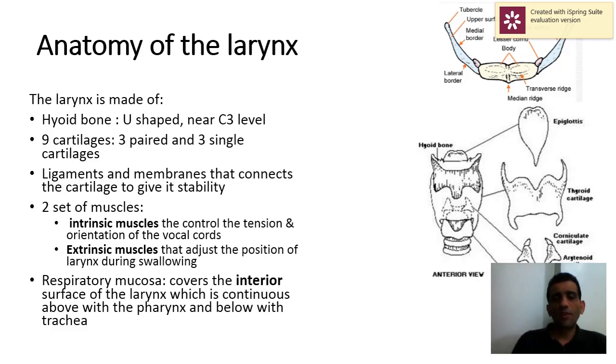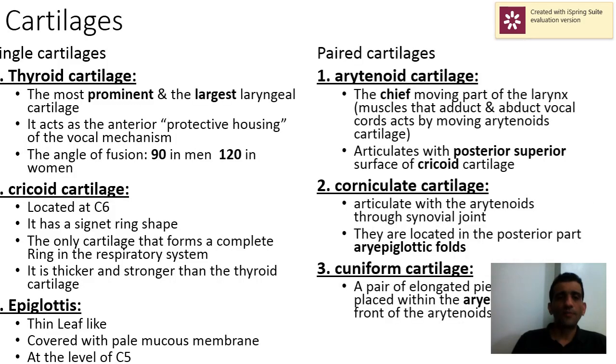Respiratory mucosa covers the anterior surface of the larynx, and is continuous above with the pharynx and below with the trachea. The thyroid cartilage is the most prominent and largest laryngeal cartilage. The angle of the thyroid laminae is 90 degrees in men and 120 in women.